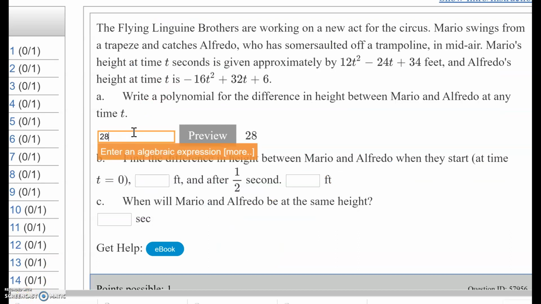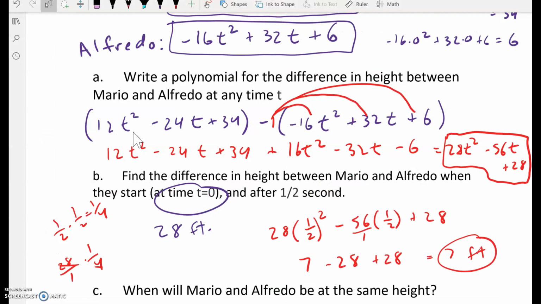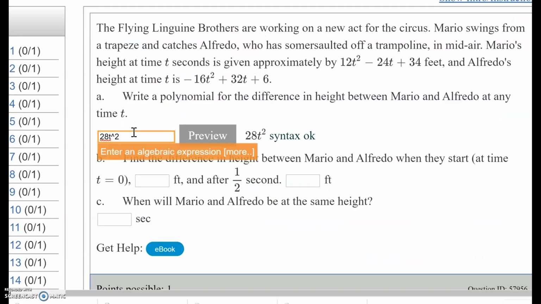Okay, so let's type in 28t squared plus, what was it? No, actually minus, wasn't it? Minus 56t plus 28. Okay, and preview says syntax okay.